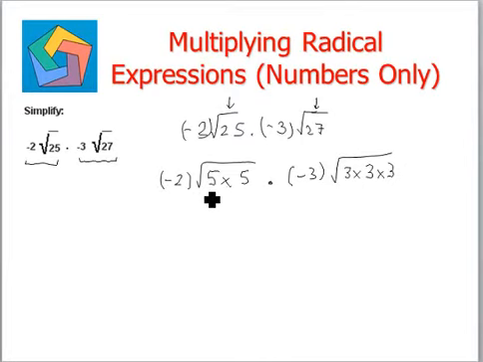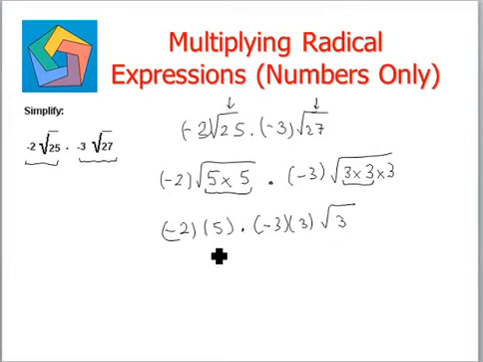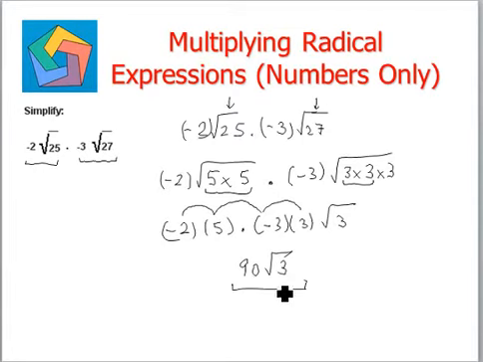So from the first we can take out one 5: negative 2 times 5 times negative 3. From the second radical we can make a group of two 3's and they come out as a single 3, and inside we are left with the radical sign with the 3 in it. So we'll multiply all these numbers. Negative 2 times 5 is negative 10. Negative 10 times negative 3 is positive 30. Times 3 is 90 square root of 3. This is our final answer.